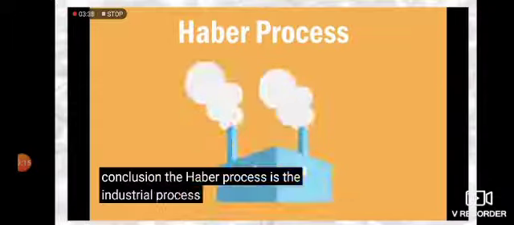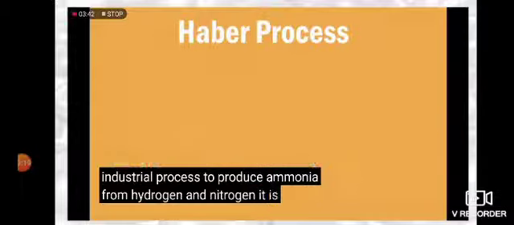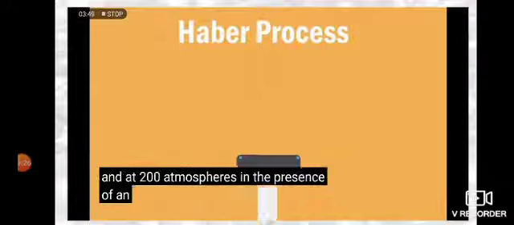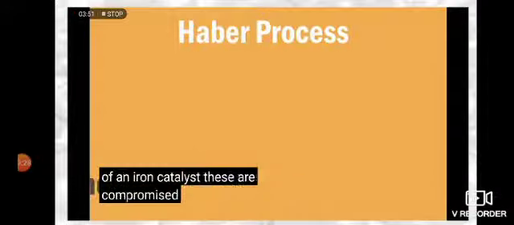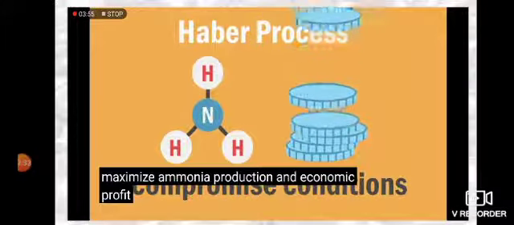In conclusion, the Haber process is the industrial process to produce ammonia from hydrogen and nitrogen. It is conducted at 400 to 450 degrees Celsius and at 200 atmospheres in the presence of an iron catalyst. These are compromised conditions in order to maximize ammonia production and economic profit.